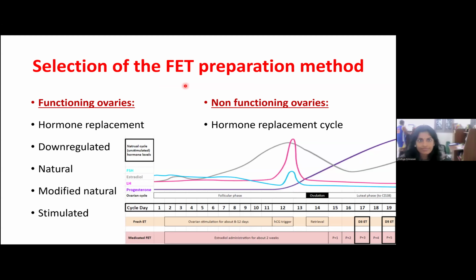Okay, so selection of FET preparation method. Now you have an armamentarium of drugs, an armamentarium of protocols. What protocol would you like to do? When they have functioning ovaries, you can do all these: hormone replacement, down regulated, natural, modified natural, and stimulated. While if it is a non-functioning ovary, then we have no option but to go for a hormone replacement cycle. And I think we all know about it. There is going to be a more detailed image that I'm going to be sharing in the next slides.